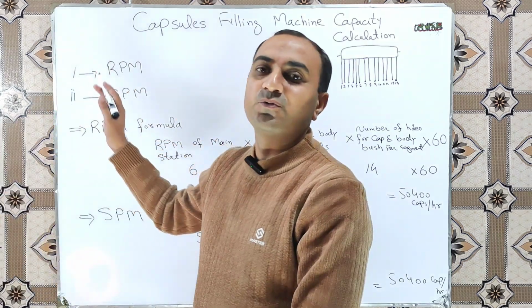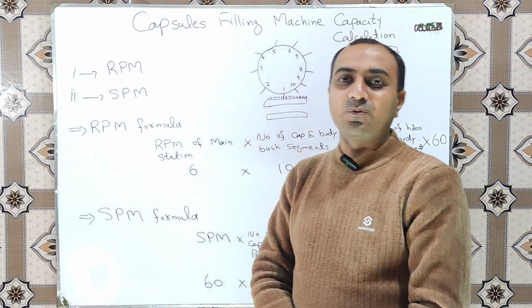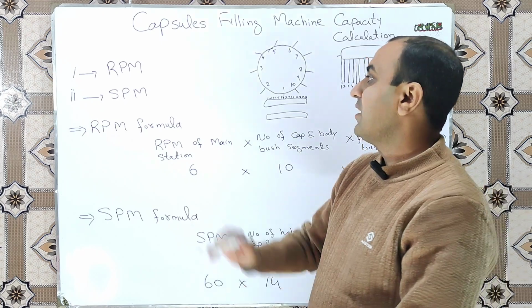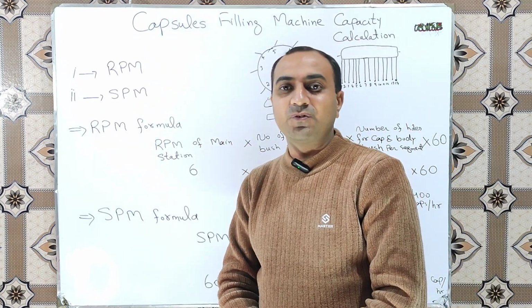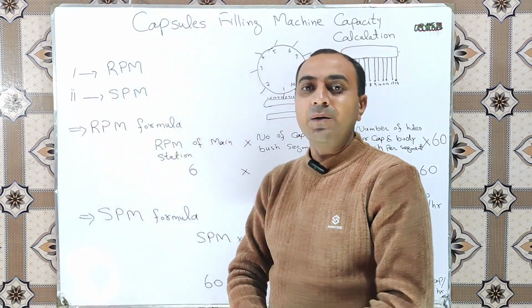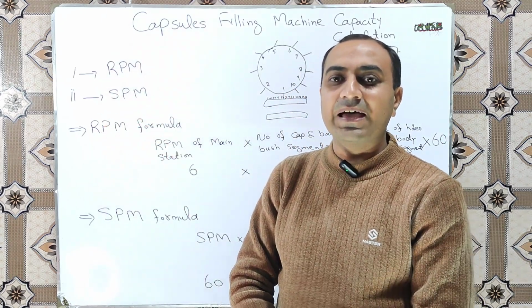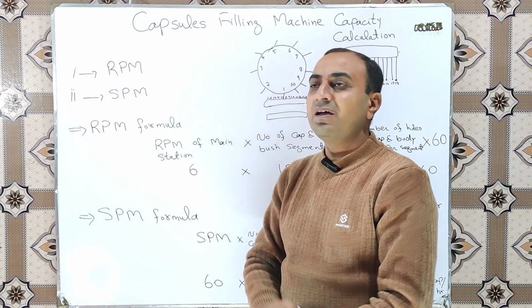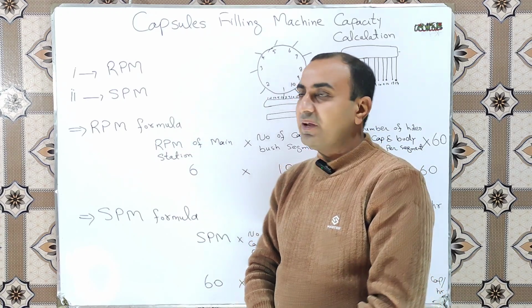Now, how are these two formulas used to calculate the capsule filling machine capacity? First of all we will discuss the RPM formula, and the second one is the SPM formula. What is the SPM? SPM is the stroke per minute.